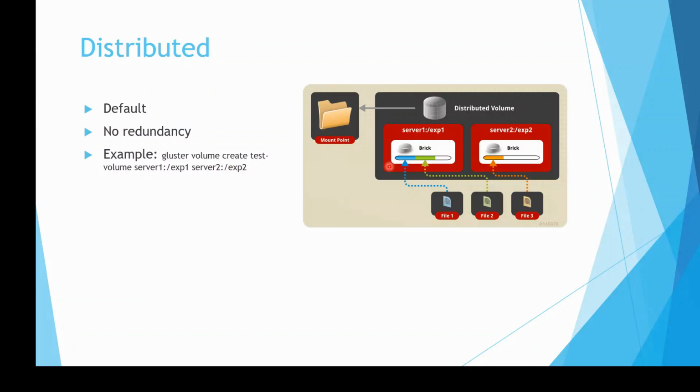If you look at this picture, file 1 is stored in server 1, file 2 is stored in server 1 as well, and file 3 is stored in server 2. So you see there's no redundancy. If you want redundancy, then this is not your choice, but this is what it supports, and this is called the distributed volume.